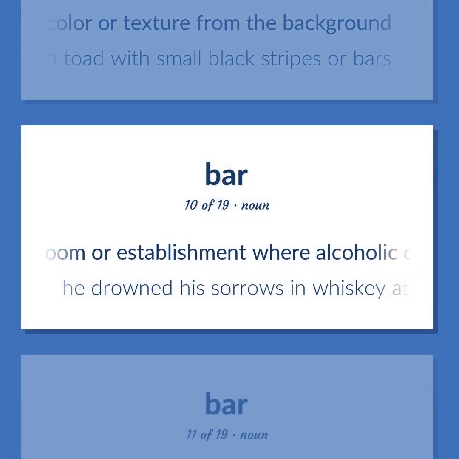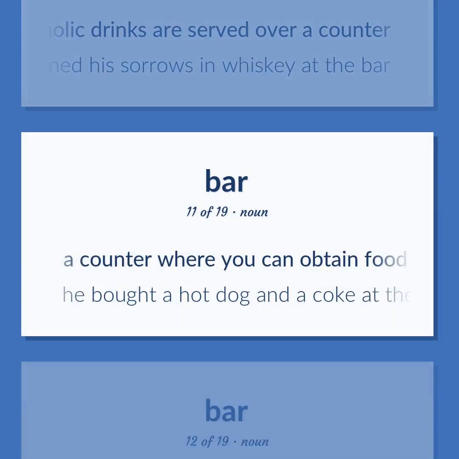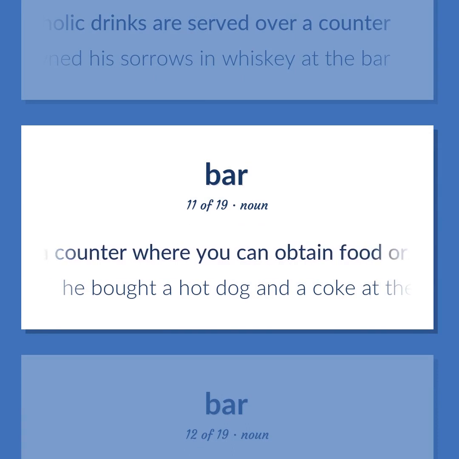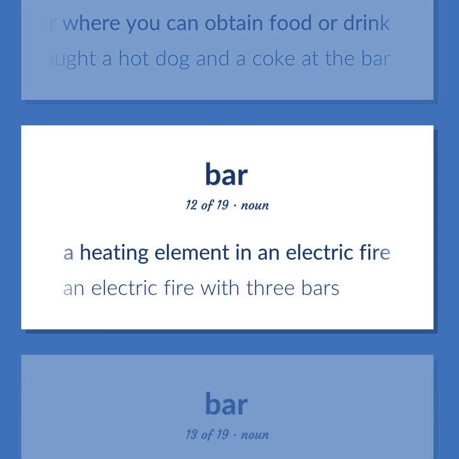A room or establishment where alcoholic drinks are served over a counter. He drowned his sorrows in whiskey at the bar. A counter where you can obtain food or drink. He bought a hot dog and a Coke at the bar. A heating element in an electric fire. An electric fire with 3 bars.